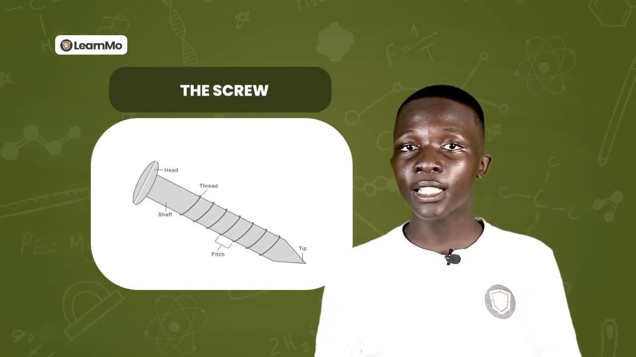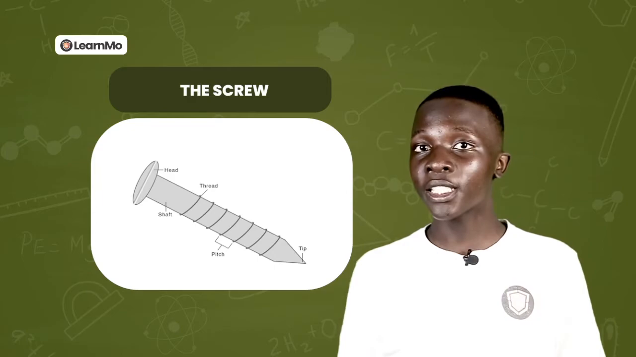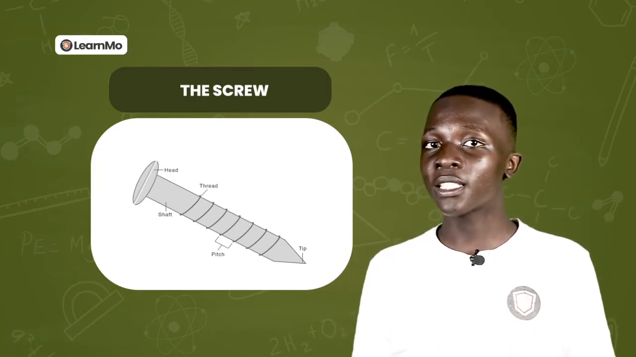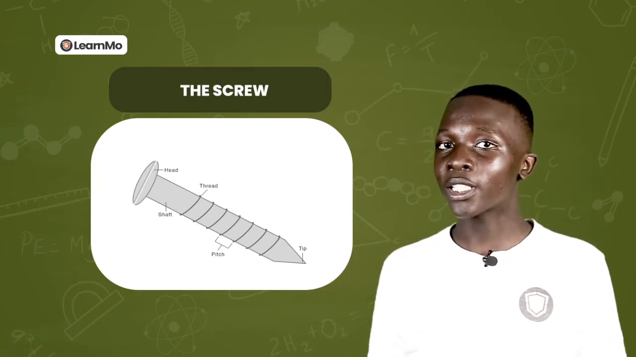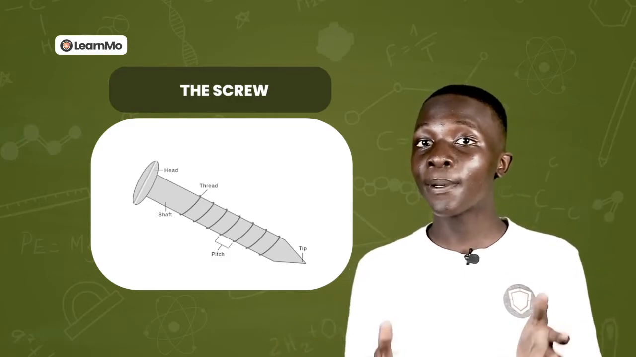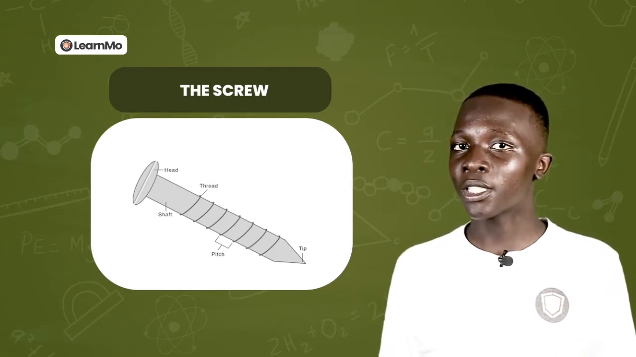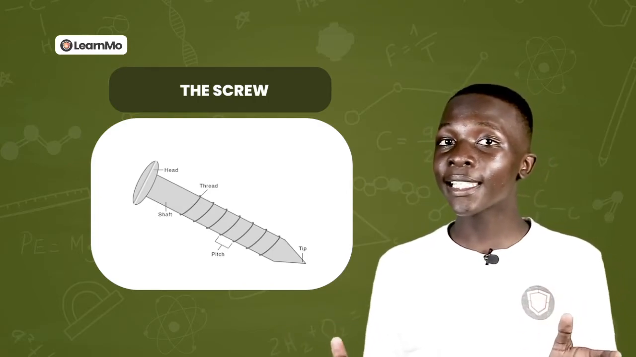Lastly on our list, the screw. This is a short, slender, sharp-pointed metal pin with a raised helical thread running round it and a slotted head, used to join things together by being rotated, and passes through the wood and other materials, and is held tightly in place.